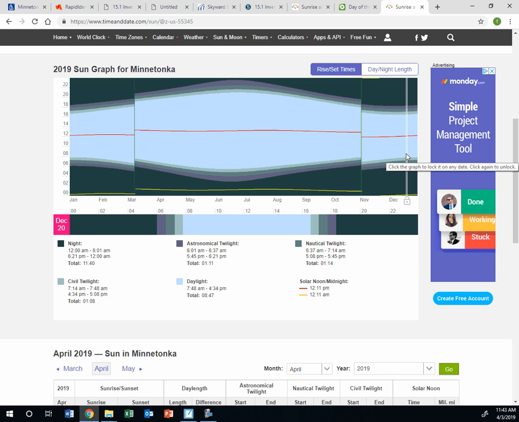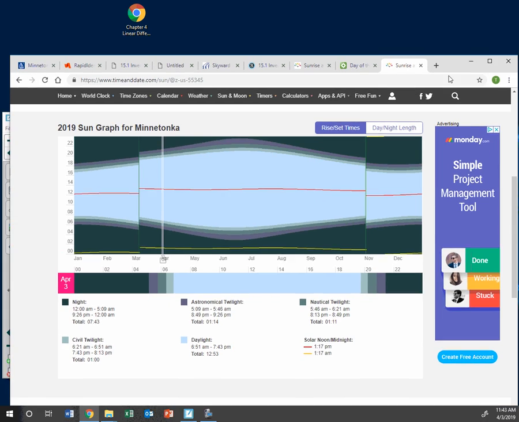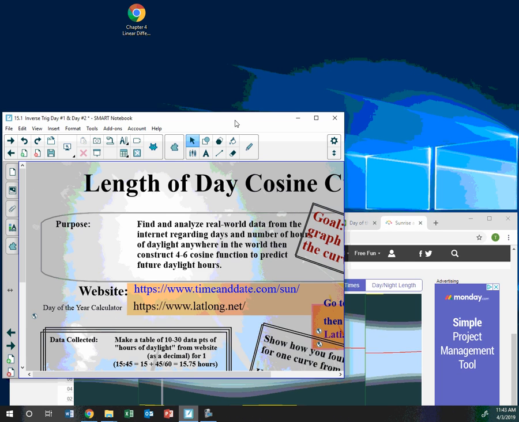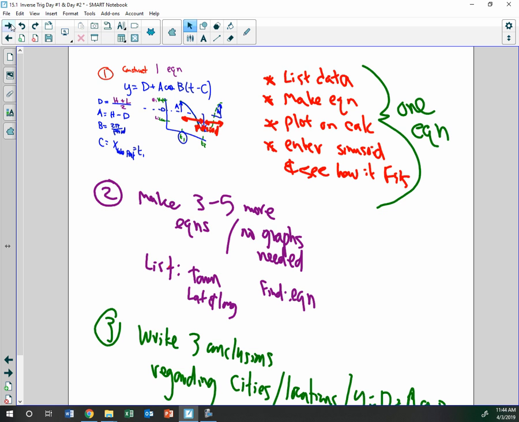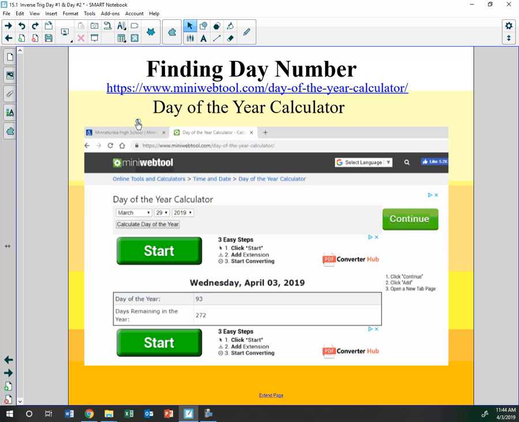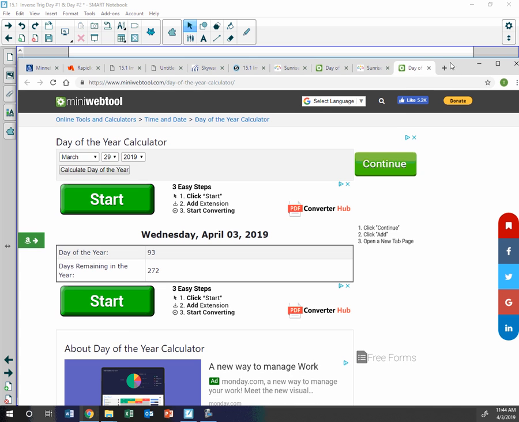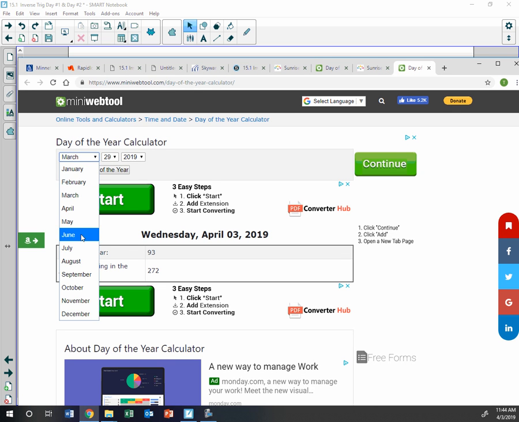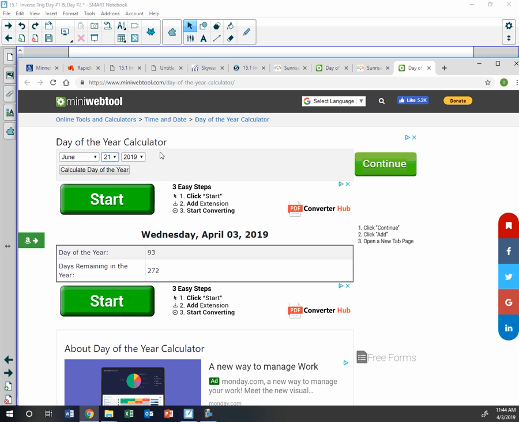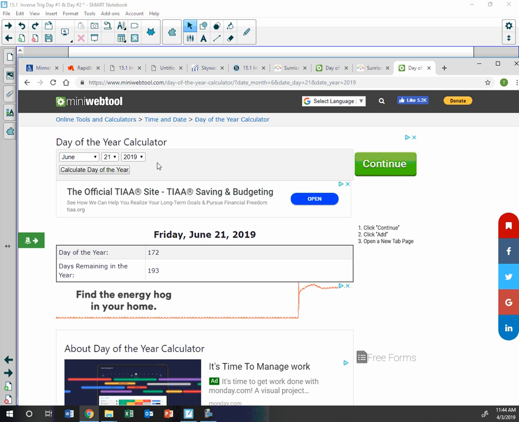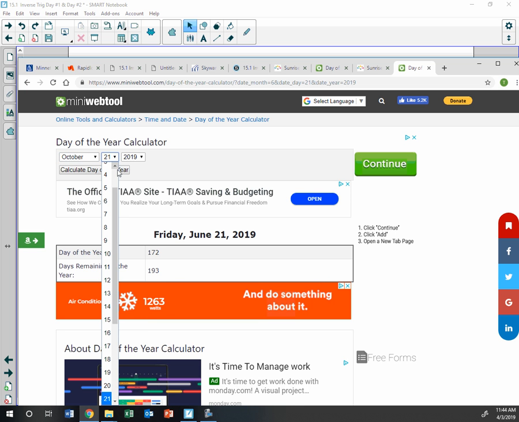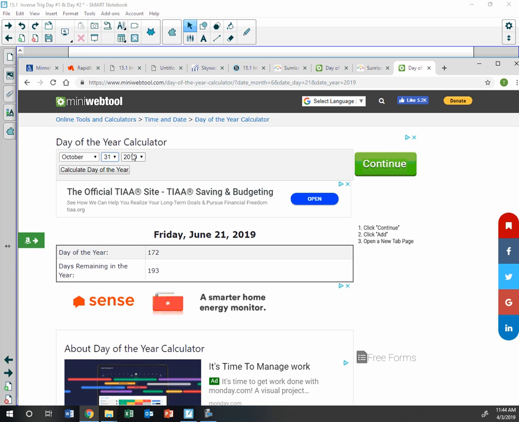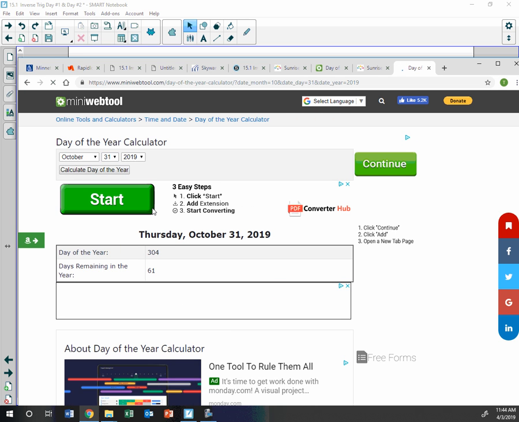So if you would, zip on down to the day of the year calendar. If you go to the next slide, you can see finding the day number, day of the year calendar. You just click on that, and then let's say we want to go June 21st, 2019. Don't hit start, hit calculate day of year. There it is, 172. Let's go to October 31st, Halloween. Okay, how many days is that? Calculate day of year, 304.